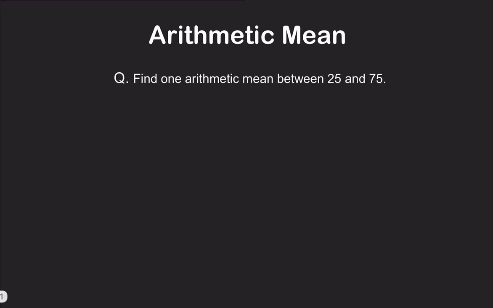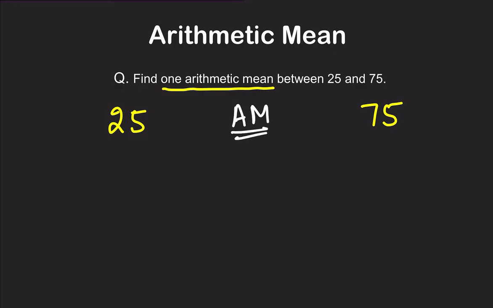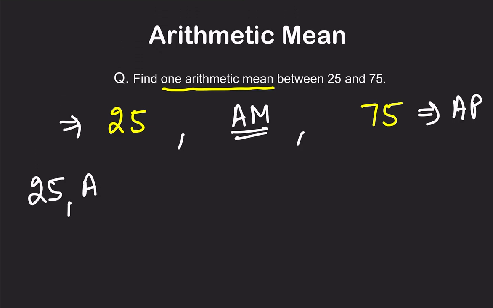Now moving on to the next part. What is arithmetic mean? Now we are going to learn about this, but with a question. Find me one arithmetic mean between 25 and 75. So they are asking that 25 is here, 75 is here. Find me a number between them which is an arithmetic mean. What exactly is an arithmetic mean? Arithmetic mean is a number which makes this complete series an arithmetic progression. Means if they give you 25, arithmetic mean let's say A, and 75, we will say that this is an AP, then only A is the arithmetic mean, right?